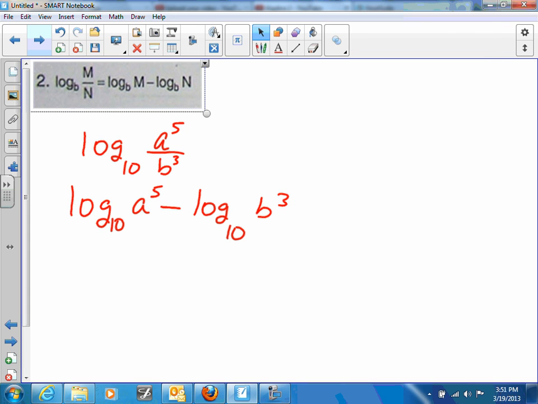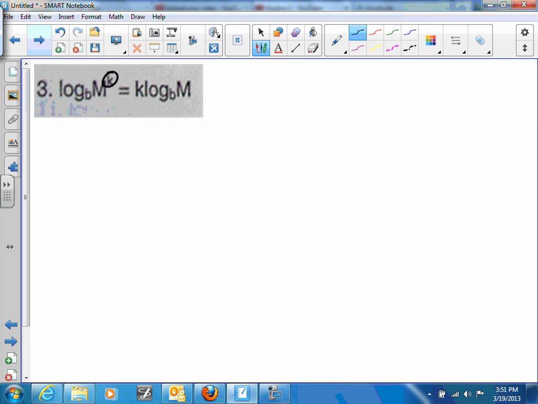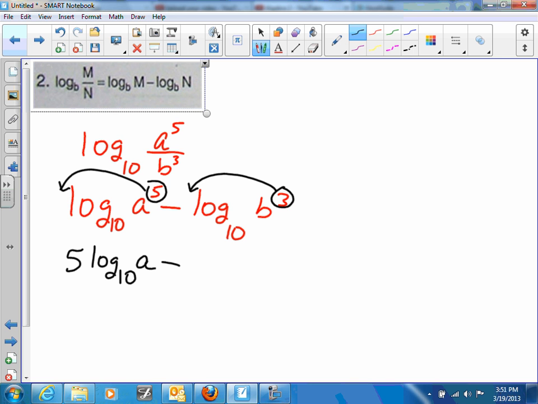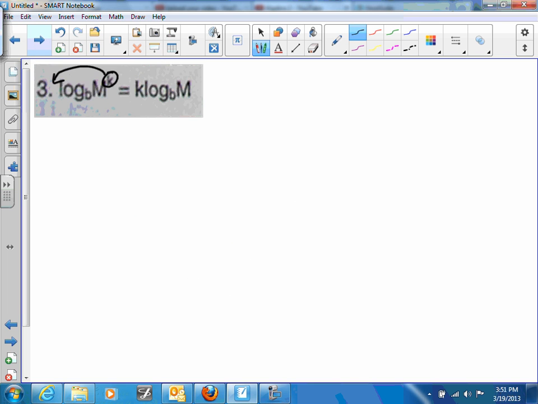But there's also one little thing now. Rule number 3 says that if you have a power, you bring it to the front. So going back to this one, when I have this power, I bring this to the front. So this is actually 5 log base 10 of a minus, bring this power to the front, 3 log base 10 of b. So now you have three rules that you have to combine all together. Okay?